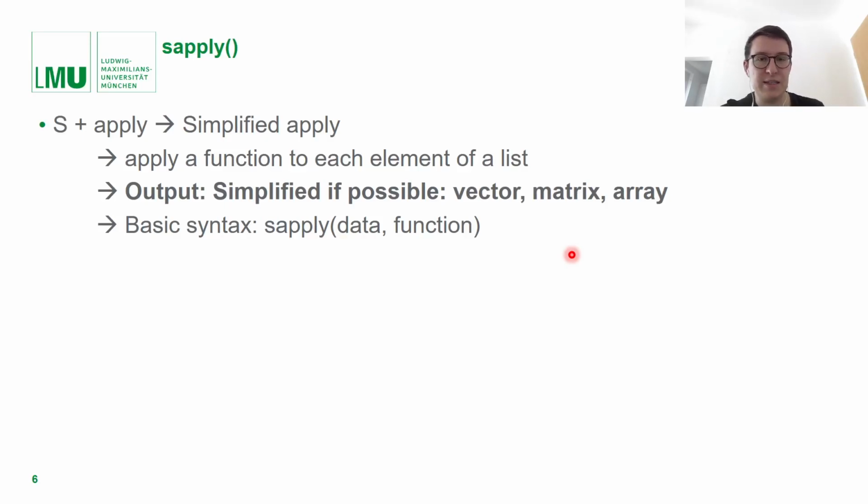Compared to that, the sapply function, where the S stands for simplified apply, is very similar to the lapply function. Again, we apply a function to each element of a list, but our output is, if possible, simplified. So for example, with the square root example from before, the lapply function would yield a list, and the sapply function could present these 5 numbers as a vector or a matrix or array. So if possible, sapply simplifies our output, which is quite useful.